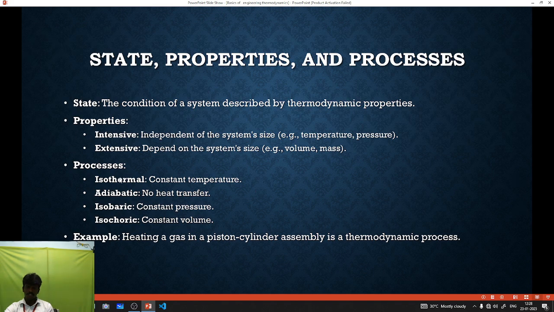Isothermal means constant temperature. The temperature is constant. Adiabatic means no heat transfer between the system and surroundings. Isobaric means constant pressure process between the system and surroundings. Isochoric process means constant volume, no changes in volume. The volume should be constant. Example: heating a piston cylinder assembly in a thermodynamic process. I will show in the next slide.